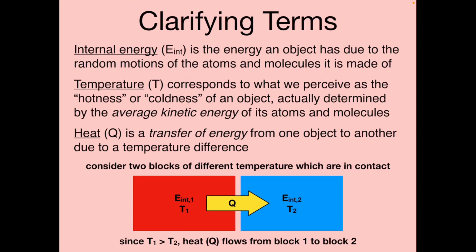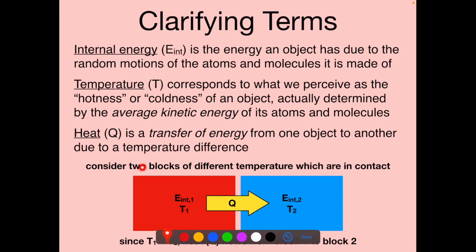So before we go any further, I just want to clarify some terms. We have internal energy, temperature, and heat. I just want to make sure everyone understands the difference between these three terms. Internal energy is the energy that an object has due to the random motions of the atoms and molecules it is made out of.